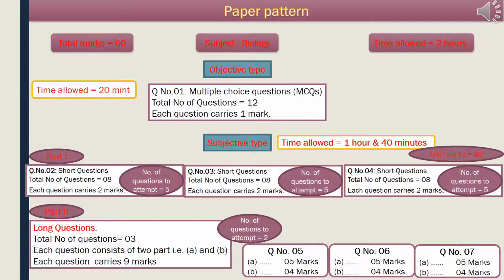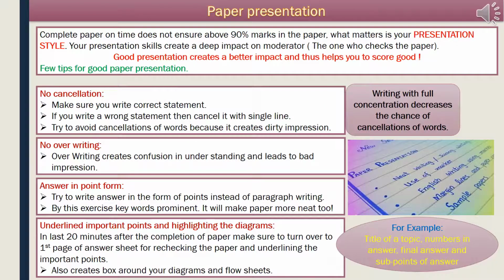And part 2 is long questions. Students have to attempt 2 long questions from 3. Each question consists of 2 parts, that is A and B. Each question carries 9 marks. Part A consists of 5 marks and part B consists of 4 marks. Question number 5, question number 6 and question number 7 are the part 2 long questions.